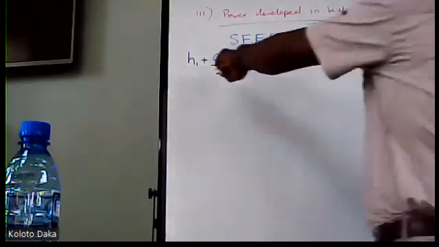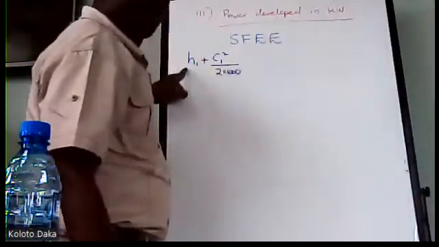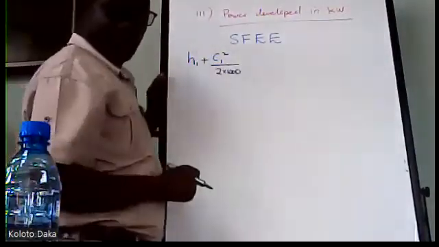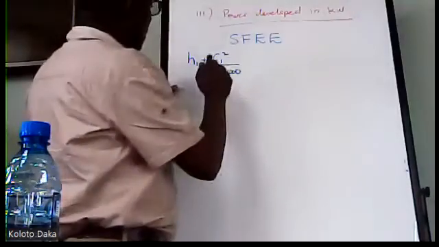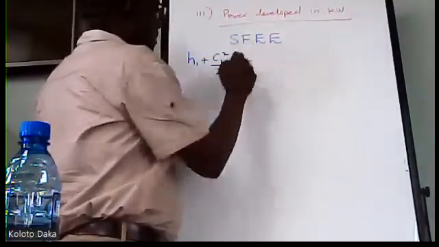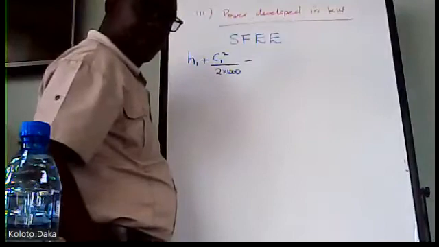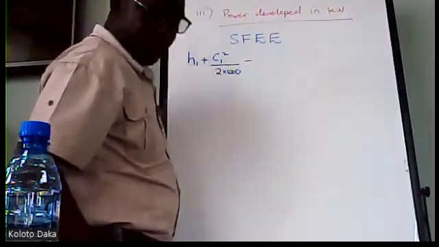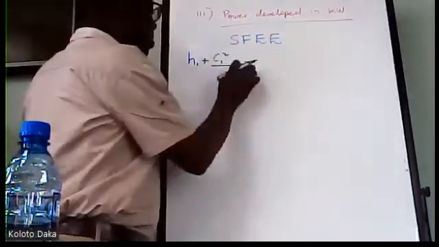So H1 shall be in kilojoules. When we divide it by 1,000, we are making it kilo. If they had given it in joules, we would have multiplied by 1,000. It could just remain as it is.